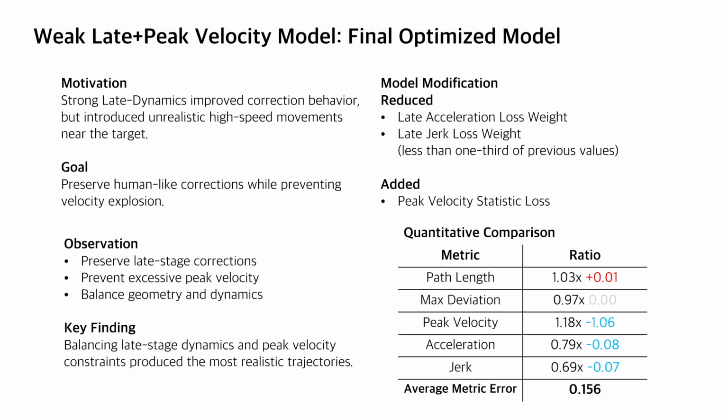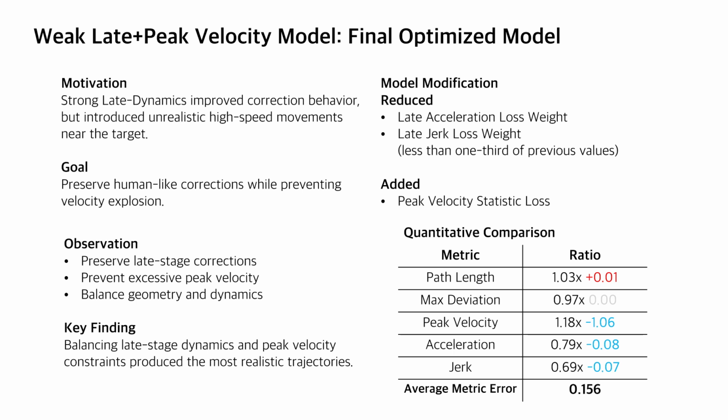After observing the side effect, we reduced the weight of the late acceleration and late jerk losses to less than one third of their previous values. In addition, we introduced the peak velocity statistic loss to explicitly control unrealistic speed spikes. The goal was to preserve human-like correction. The resulting model achieved the best overall performance among all tested configurations. Overall, the result is improving.